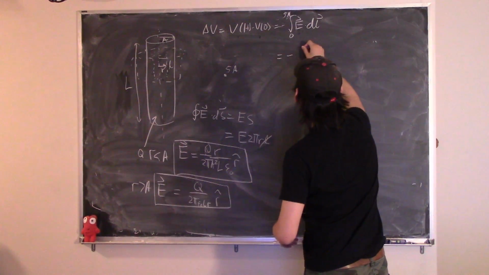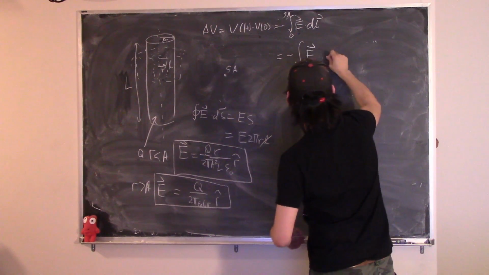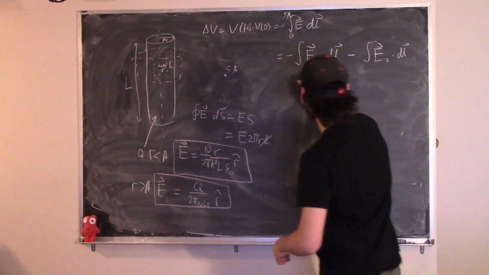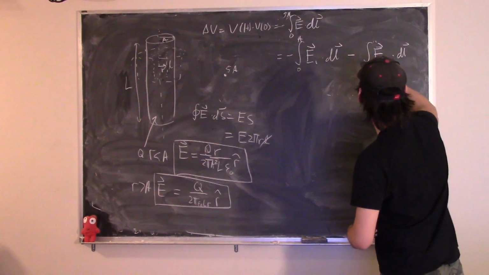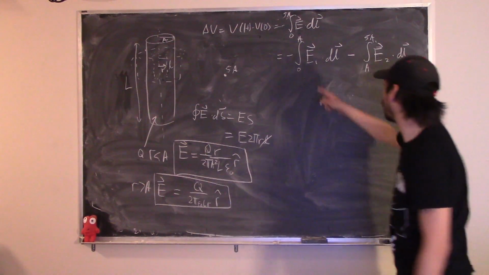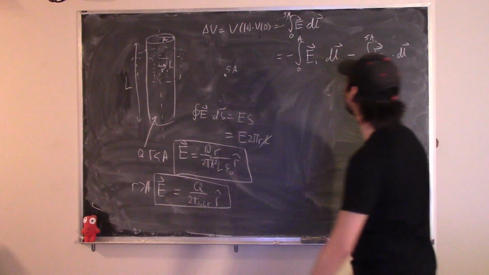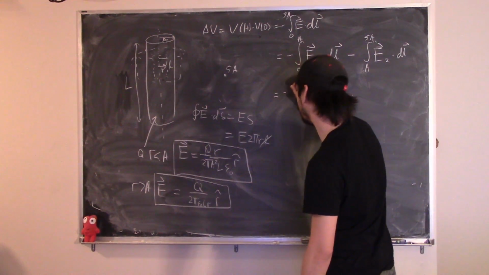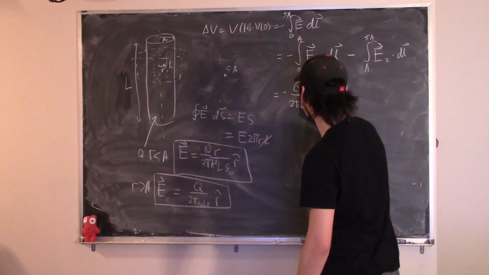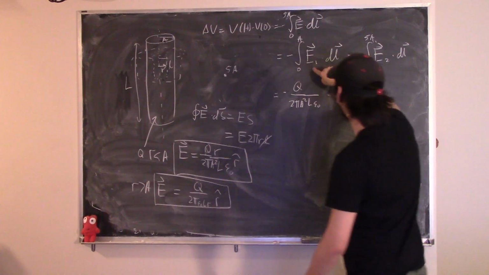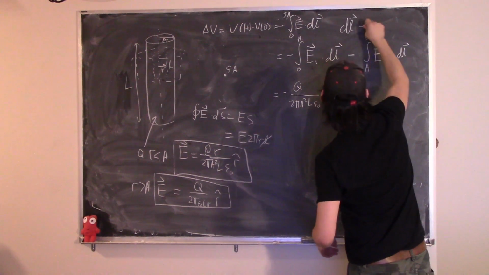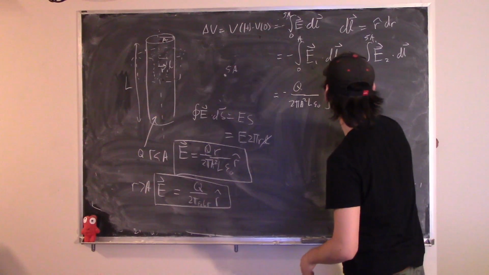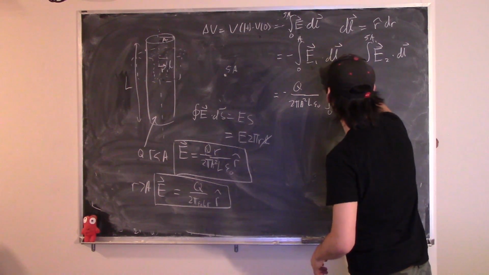Okay. So that's going to say that this is going to be equal to the negative integral of E1 dot dl minus the integral of E2 dot dl. This one goes from 0 to a. This one goes from a to 5a. Okay. And then we just need to actually plug in what our electric fields are and then just evaluate this. So I'm just going to factor out everything that's a constant. So this is going to be minus q divided by 2 pi a squared L epsilon naught. The dot product here is going to go away because dl vector is going to be equal to r hat dr. And so r hat dot r hat is 1. And so this is going to be the integral of r dr from 0 to a.